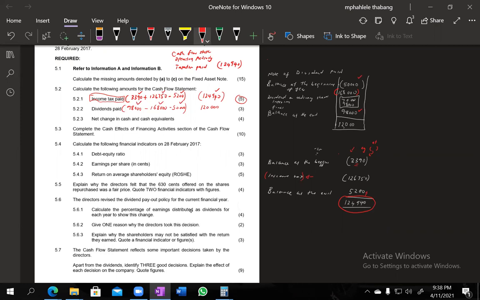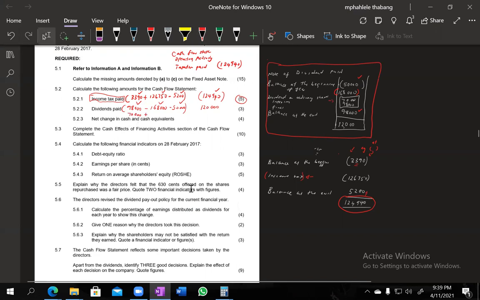I'll show you another way of calculating dividend paid. But this one, don't forget it, guys. This is what they teach us in grade 12. Don't forget this. There is a shortcut way. A shortcut way is just to take your interim dividend, which is 70,000. You just take interim 70,000. You add with shareholders for dividend of last year.